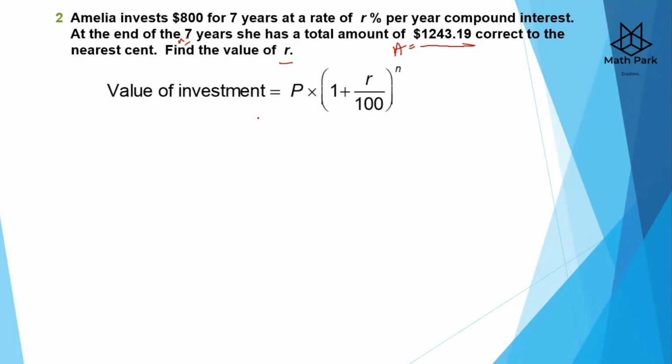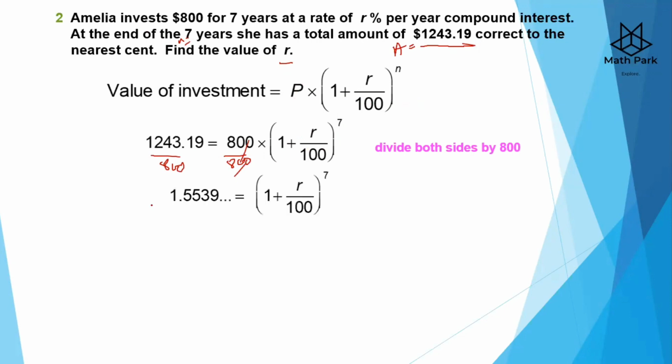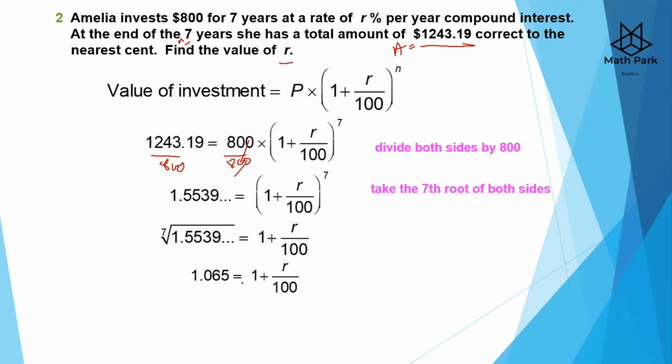So let us put the values in the formula for the value of investment: P times (1 plus R by 100) raised to n. P is 800, so 1 plus R by 100 raised to 7. Now dividing by 800 on both sides, we get the value 1.5539, which is equal to 1 plus R by 100 raised to 7. Now take the seventh root on both sides. Taking the seventh root of 1.5539 in your calculator, we get 1.065.